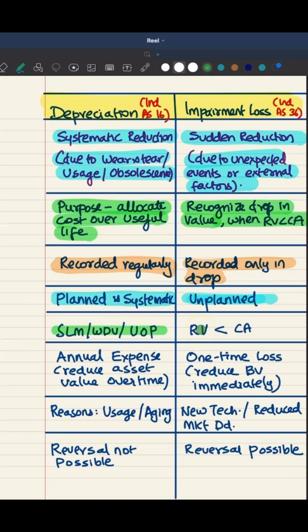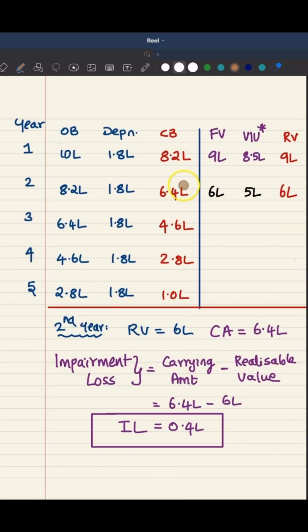But impairment loss comes into picture only when realizable value is less than carrying amount. Depreciation is an annual expense. It will reduce the value of the asset over time period. But impairment loss is a one-time loss and it will reduce the book value of the asset immediately. If you recollect, here I mentioned 6.4 lakh will be brought down to 6 lakh. So it will happen immediately.